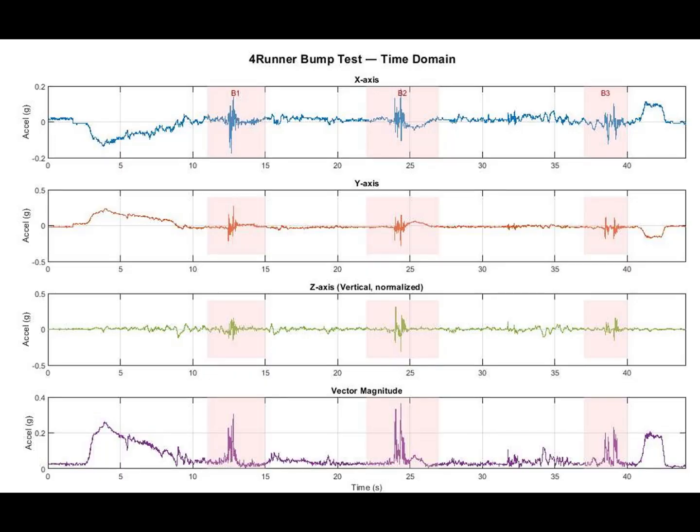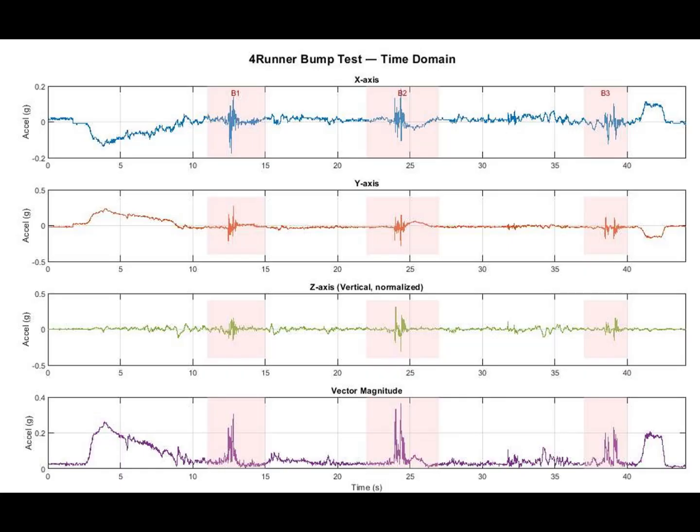To begin our data analysis, we took the data from the accelerometer, which gave us data in the X, Y, and Z axes for the acceleration felt. Each of the red highlights is one of the bumps that was felt by the accelerometer. The leftmost was 20 miles per hour, the middle was 15, and the right was 10.